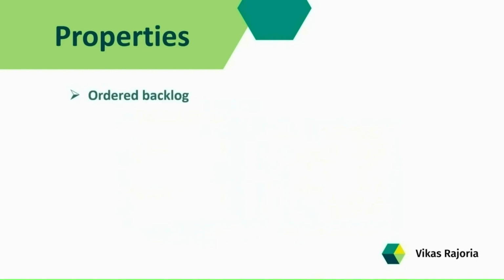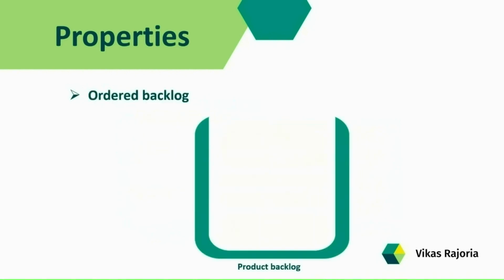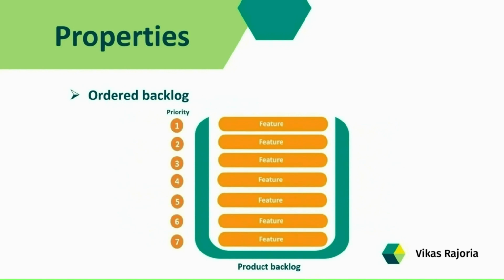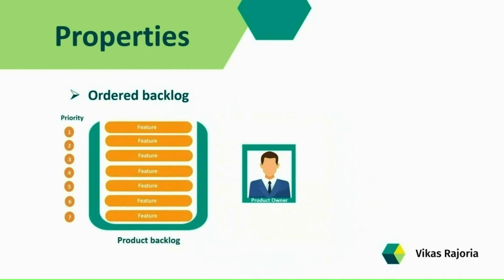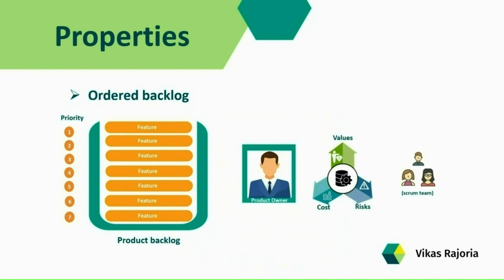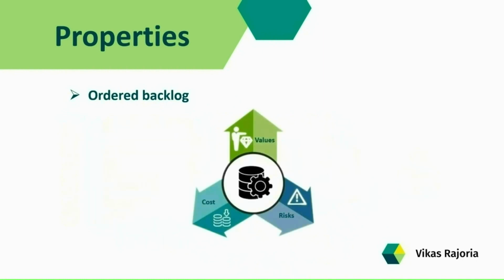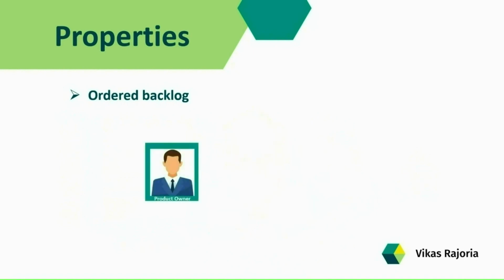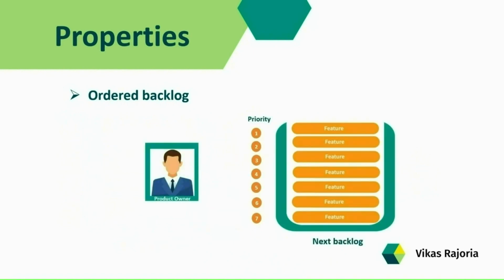Next is backlog is ordered. All the entries in the backlog are prioritized and ordered. The product owner prioritizes the backlog items with the help of the Scrum team on the basis of added value, cost, and risk, which are the most common factors for prioritization. With this prioritization, the product owner decides what should be done next.